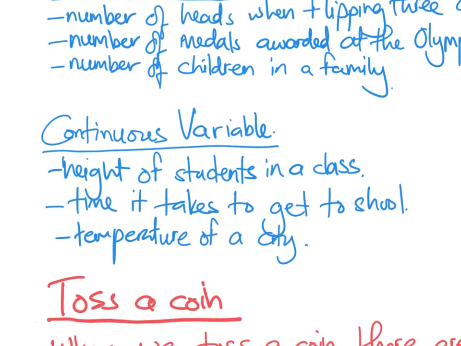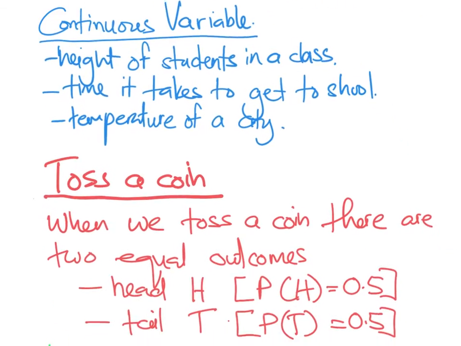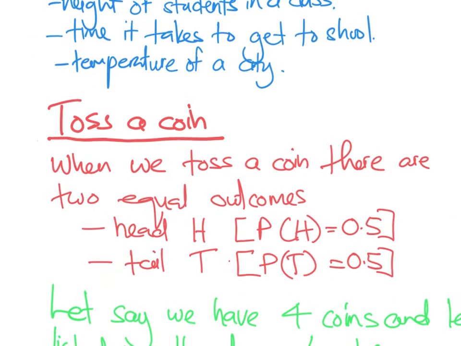So let's say I toss a coin. When we toss a coin, there are only two possibilities: the probability of getting a head is 0.5, and the probability of getting a tail is 0.5 as well. These are the two possibilities.